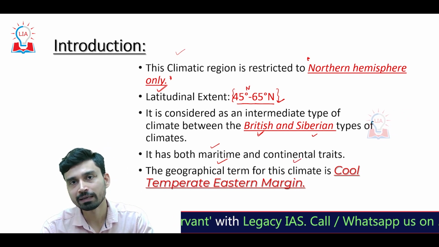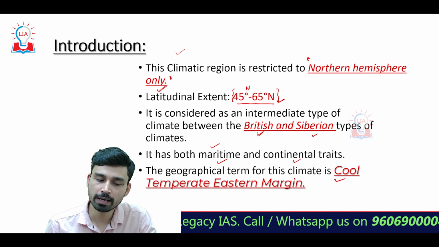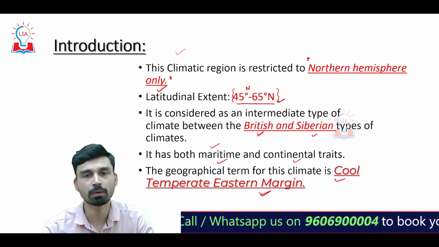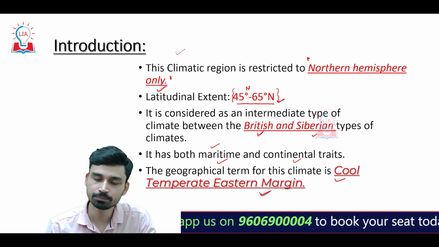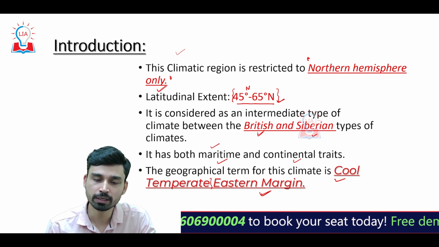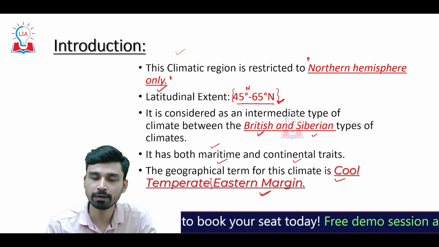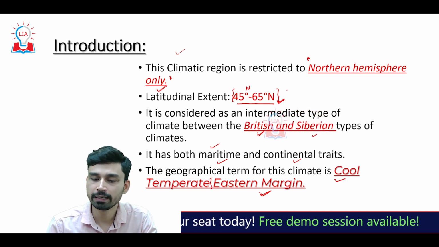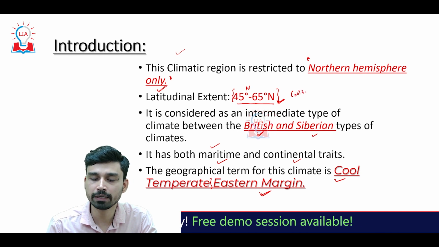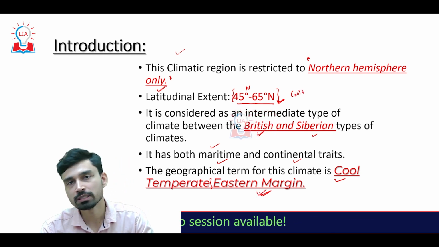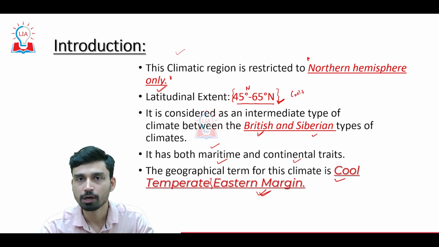Geographically, the Laurentian type of climate is also called the cool temperate eastern margin. The reason behind this is very simple. In terms of latitude, since it is situated between 45 and 65° north, it comes under the cool temperate region. And why eastern margin? Because this climatic region develops on the eastern coast, the eastern part of the continent.